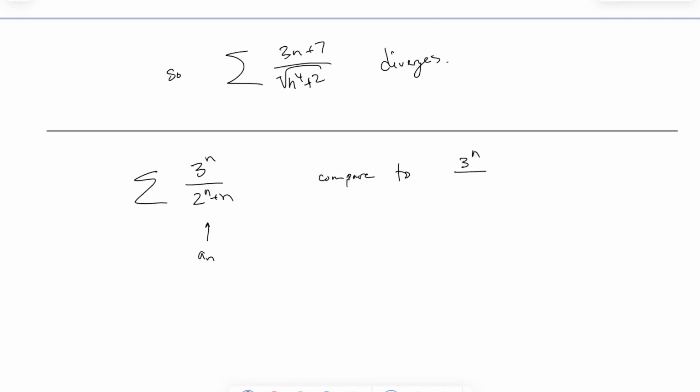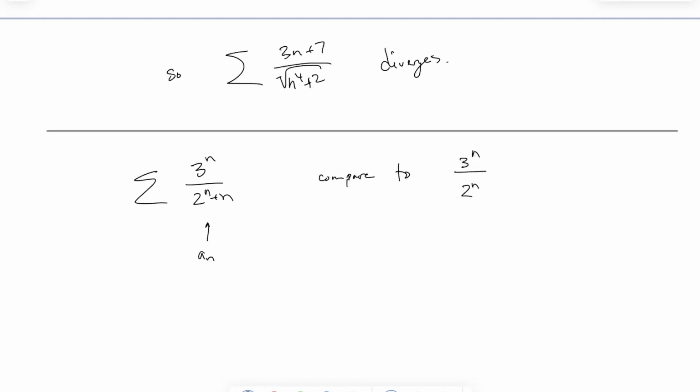On the bottom, you have to think to yourself, when n is really big, what's bigger, 2 to the power n or just n? Any ideas? Yeah, 2 to the n is way bigger than n when n is large, even when n is small. 2 to the n is a big number. So on the bottom, I'm going to say that 2 to the n is the dominating term. Generally you take the biggest power of n, if it's n to some power. But if it's an exponential versus a polynomial type, the exponential is always more dominant. All right?